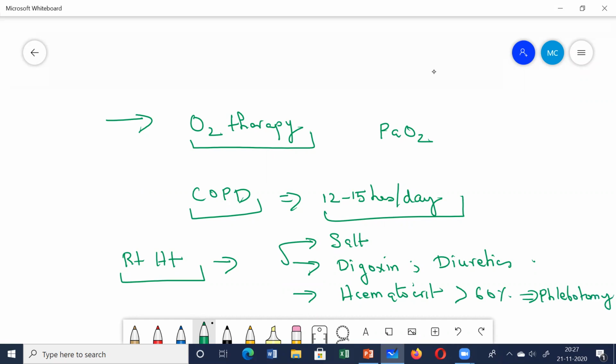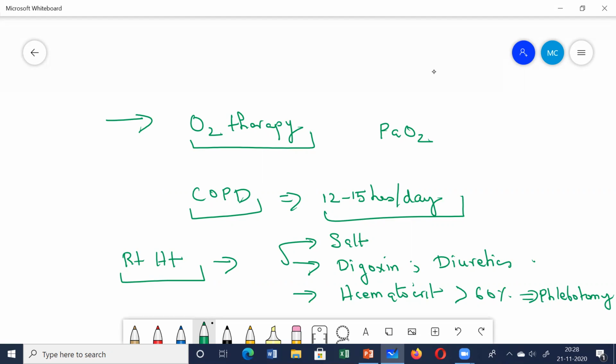Phlebotomy means a puncture is made in the vein, usually in the arm with a cannula, and from there the blood is withdrawn. This procedure is also called letting out of blood. So don't get confused between phlebectomy and phlebotomy. Phlebectomy is removal of a vein, and phlebotomy is making a puncture in the vein to draw out the blood.